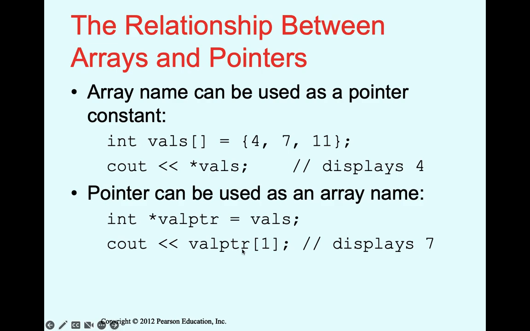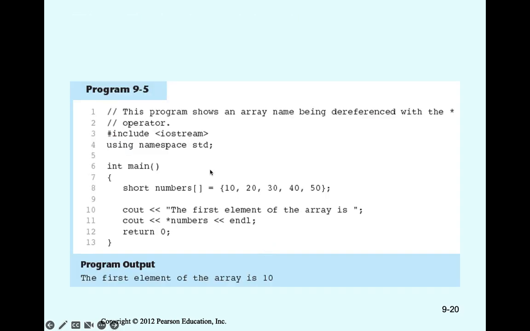I can use it as well. Yeah. So this will print 7. This is an example. I define an array called numbers of type short. So if you want to print the first element, if you write star numbers, it will print 10. Because numbers is the address of the first element, and I write star, so I want the value at the address of the first element, it will print 10.